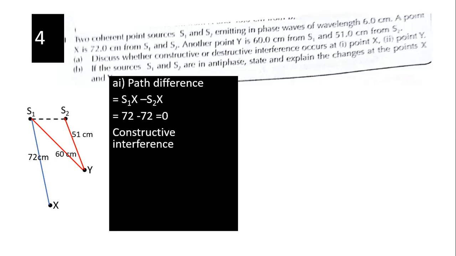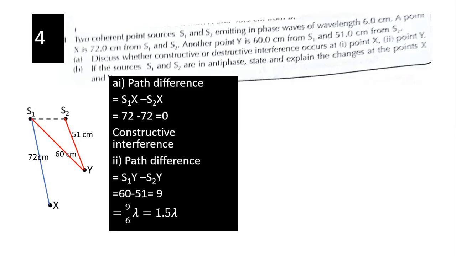Yeah, calculate if you haven't done. 60 minus 51. Constructive or destructive? 60 minus 51 is 9, so destructive. Okay, subtract is 9, convert to the number of wavelengths, 9 divided by 6 is 1.5, so it's destructive.